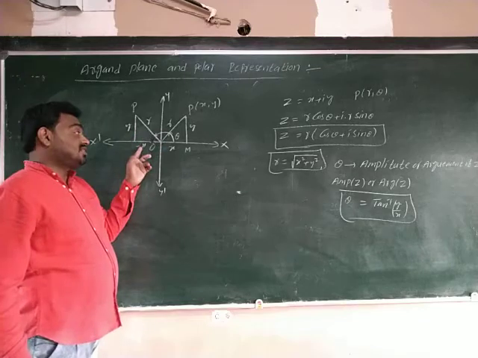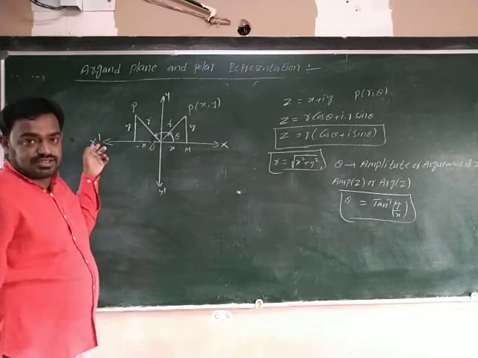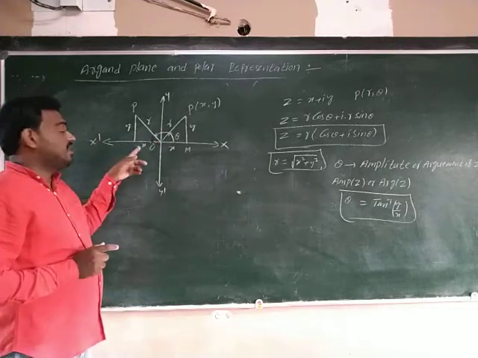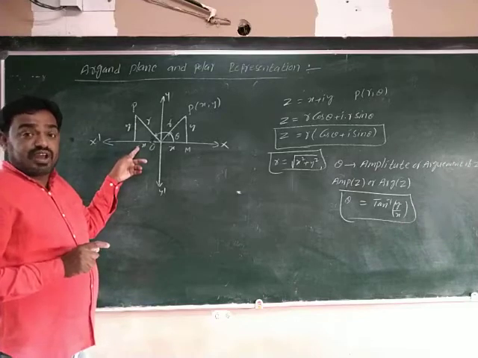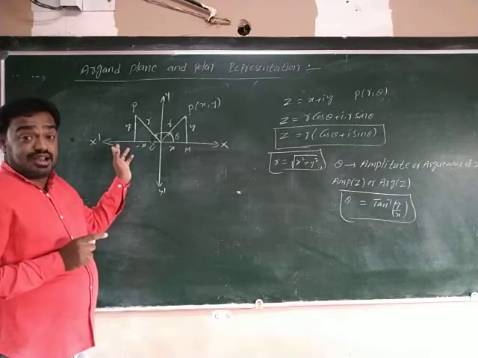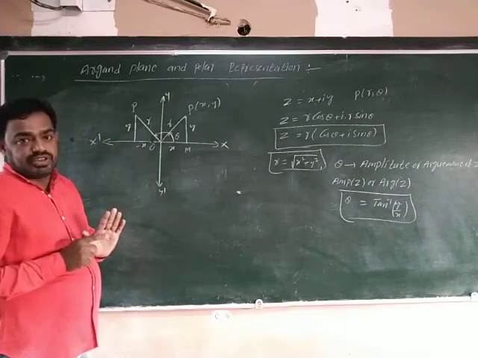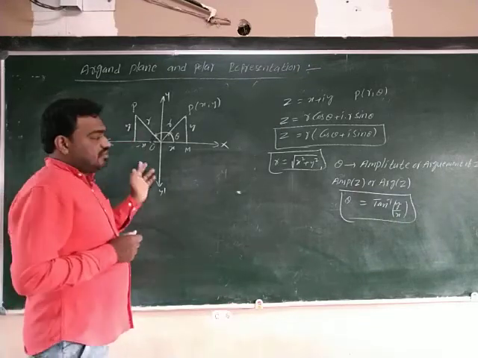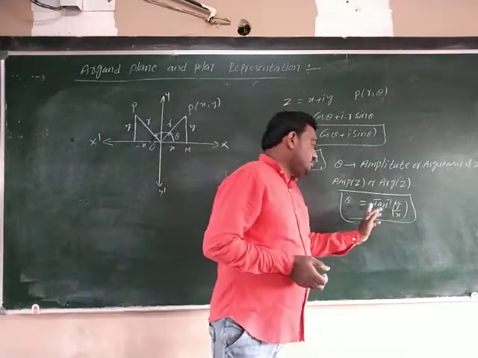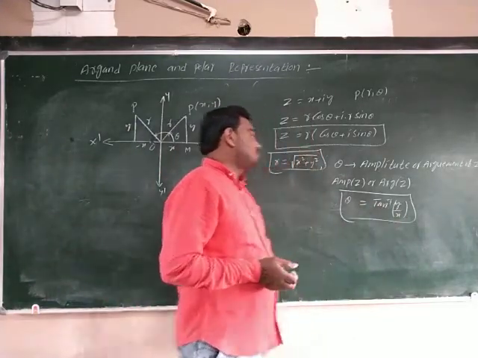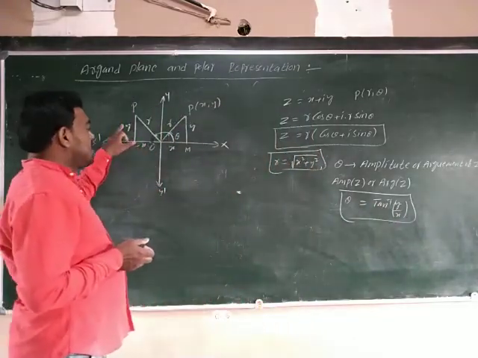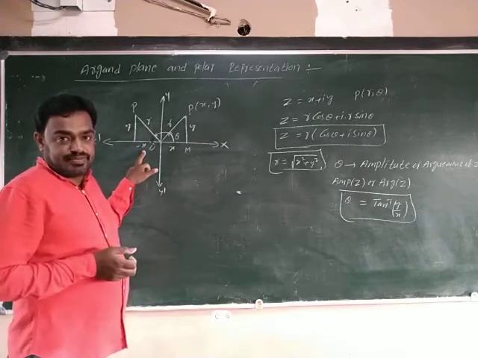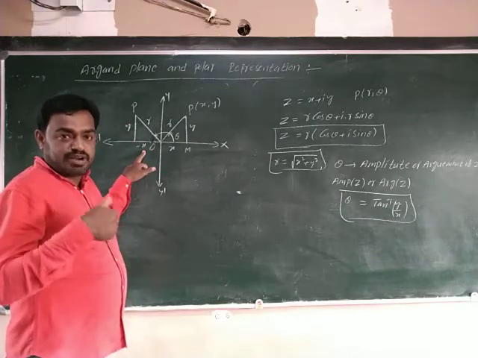Why have I written minus x? It is on the negative x-axis. For the direction only, I present it with a negative. A modulus value is a length, so it is positive only. Remember that. Here tan theta is equal to y by minus x, so theta is tan inverse of y by minus x, nothing but minus y by x.